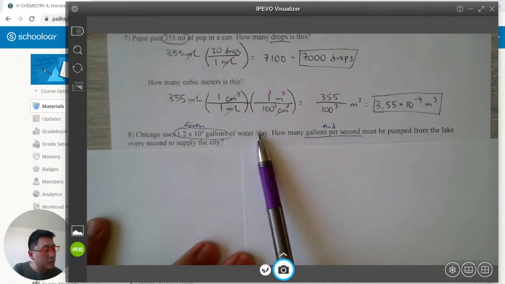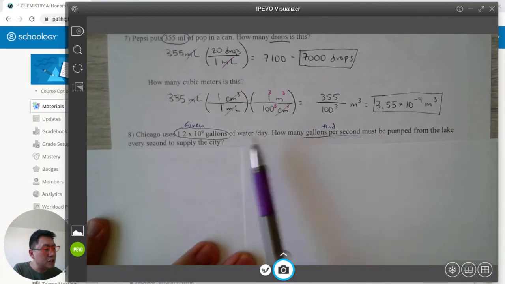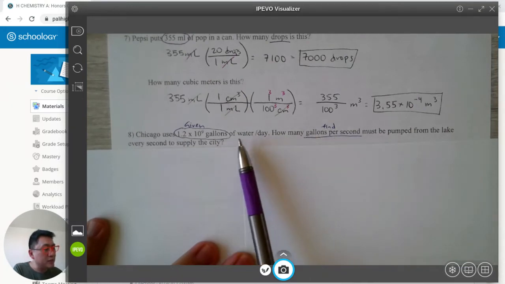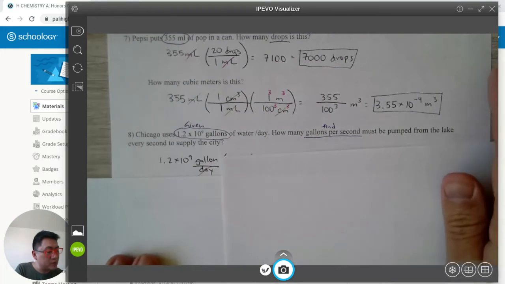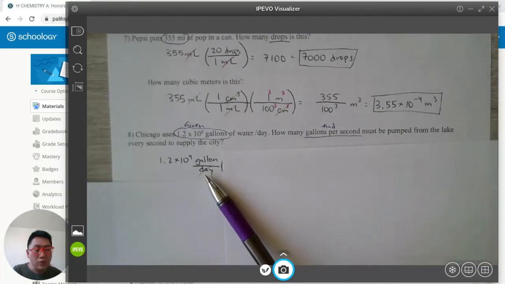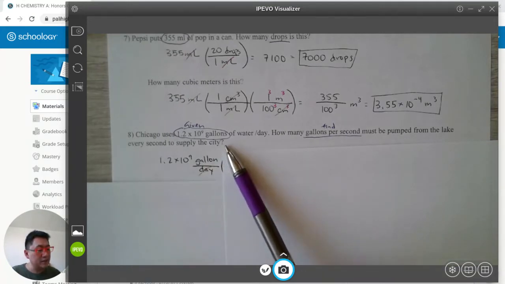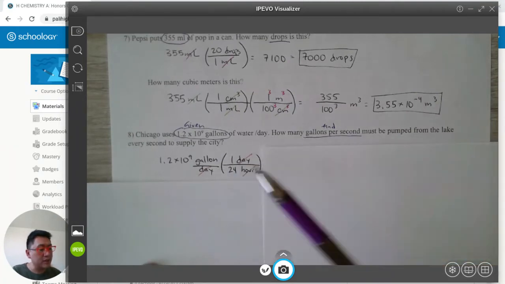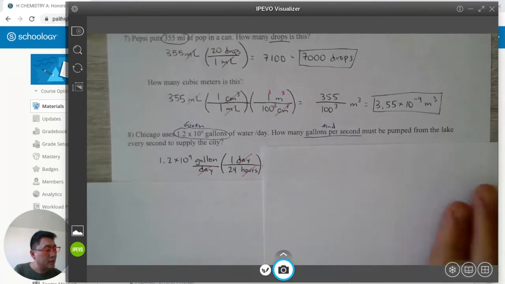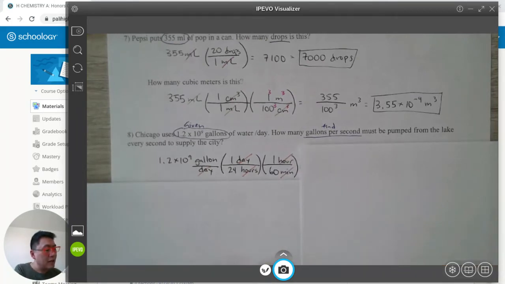Okay, so I know how many gallons per day, so I'm not trying to change the gallons part. What I'm changing is really days into seconds. Gallons per day is given, and I want to change it to gallons per second. It's right here, 1.2 times 10 to the ninth gallons per day. I'm just trying to convert days into seconds. Well, that's not that bad because I know there are 24 hours in a day. I put days on top so it'll cancel out. Then I'm going to change my hours into minutes.